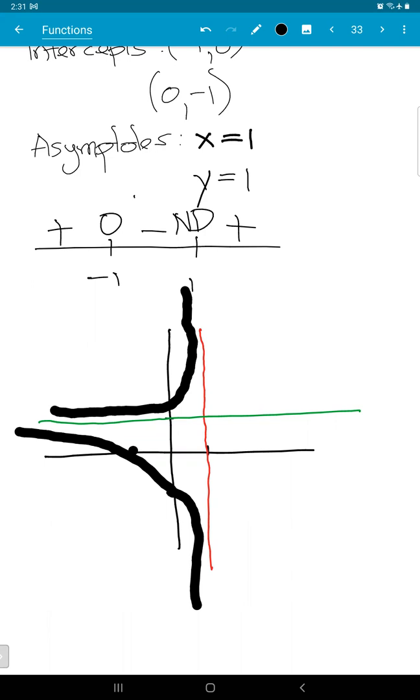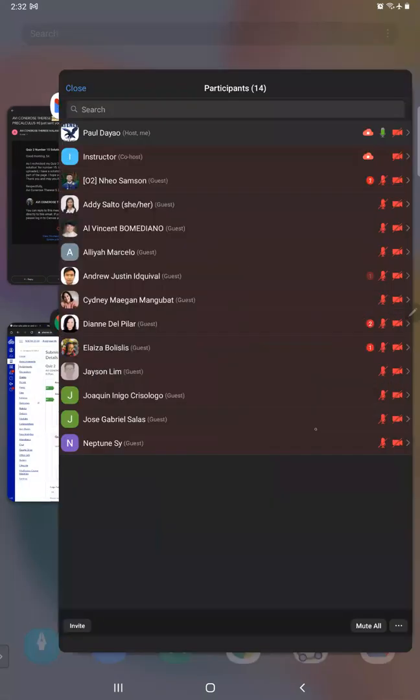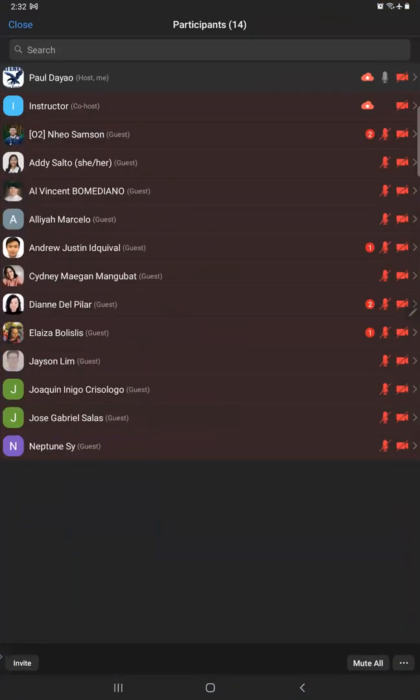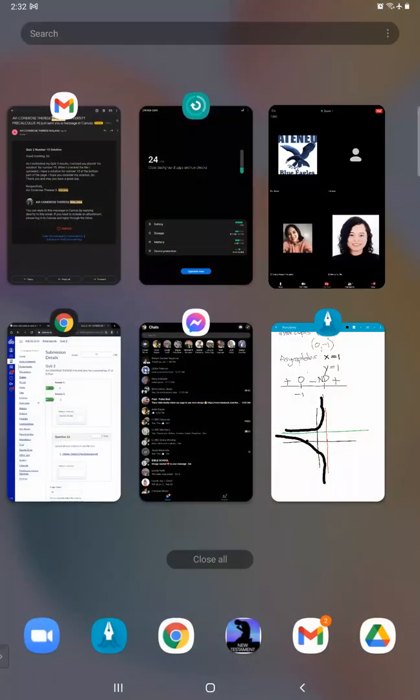Anyone? And explain why. Is it the upper one or the lower one? Mr. Idquival, are you here? Hello, sir. Yes. I think it's the lower one. Why? Give me one reason.